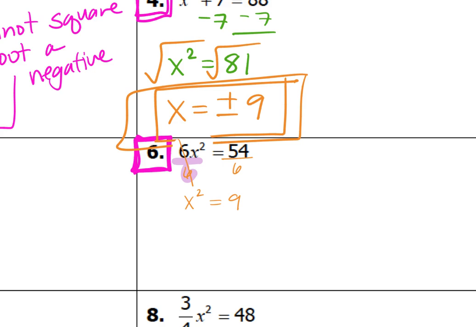Have you isolated your x squared? Are you sure? If x squared's by itself, it's isolated. Once it's isolated, then what? Square root both sides. Reese, what do we got to write next? When you square root both sides, how many answers? Plus or minus. X equals plus or minus. What's the square root of 9? 3. Done.